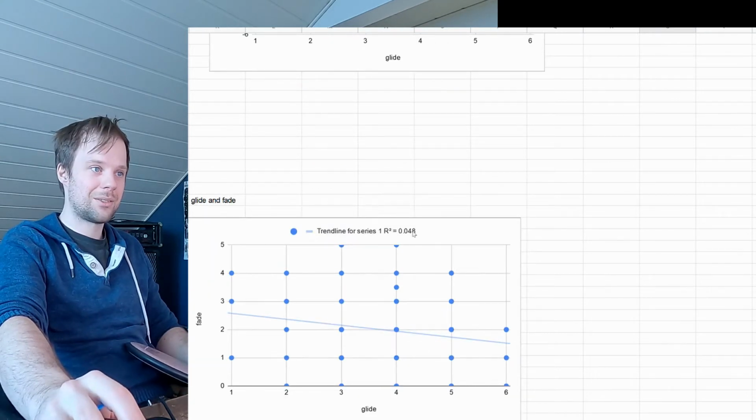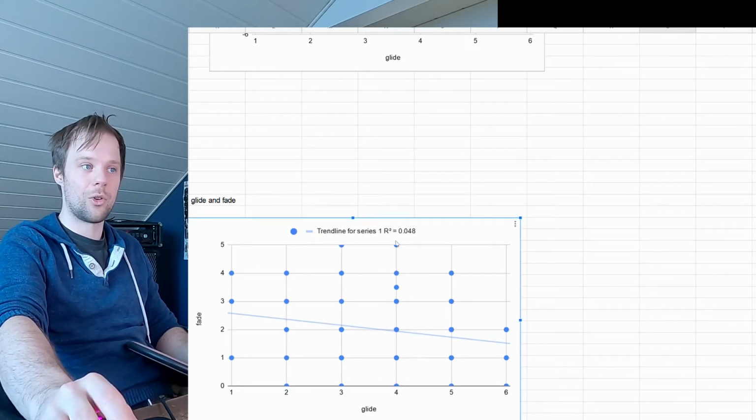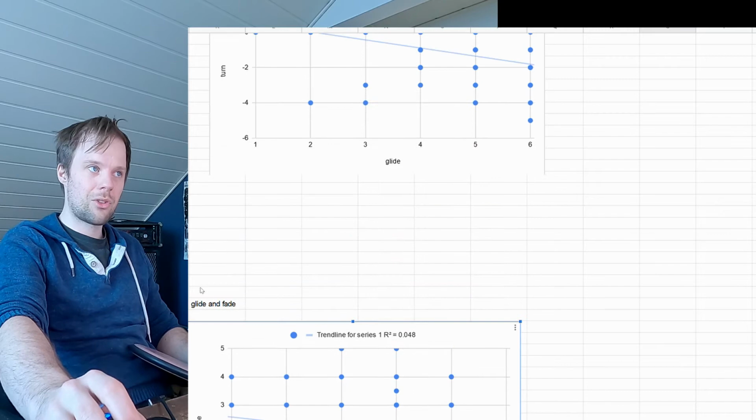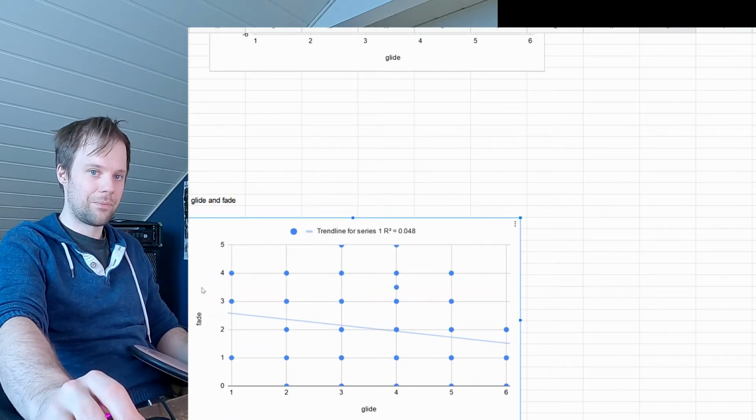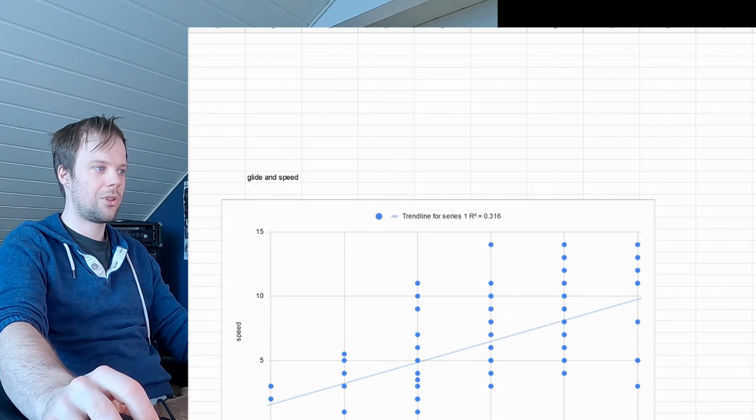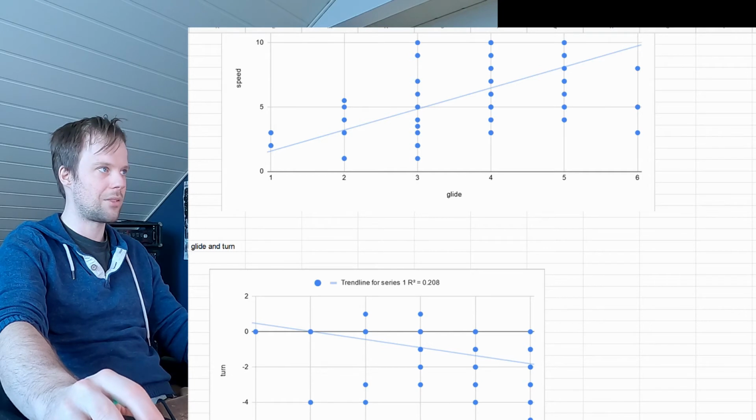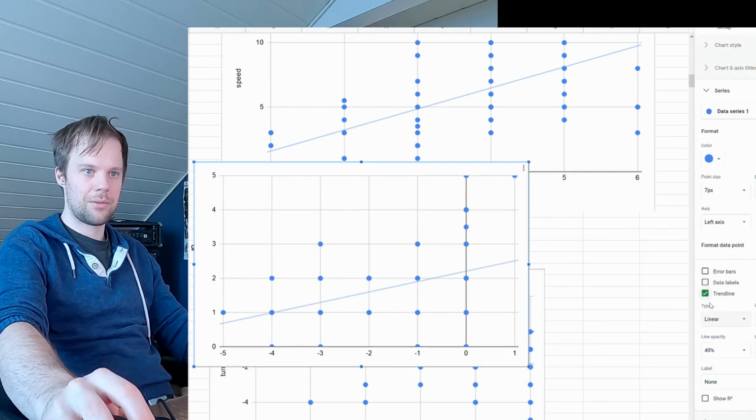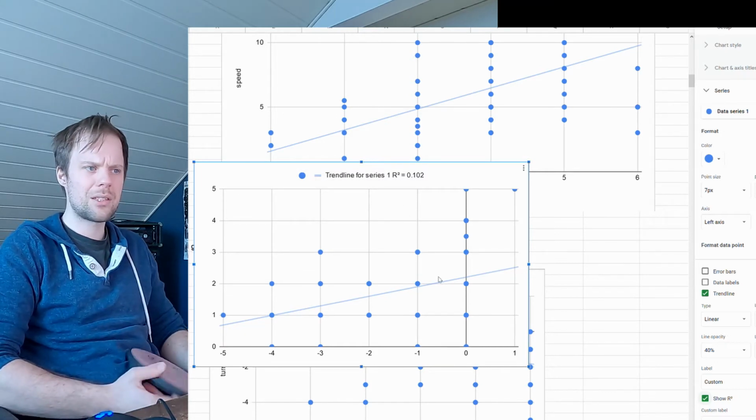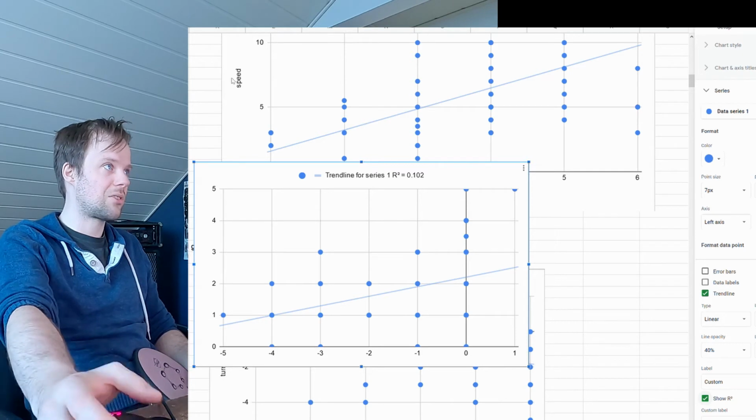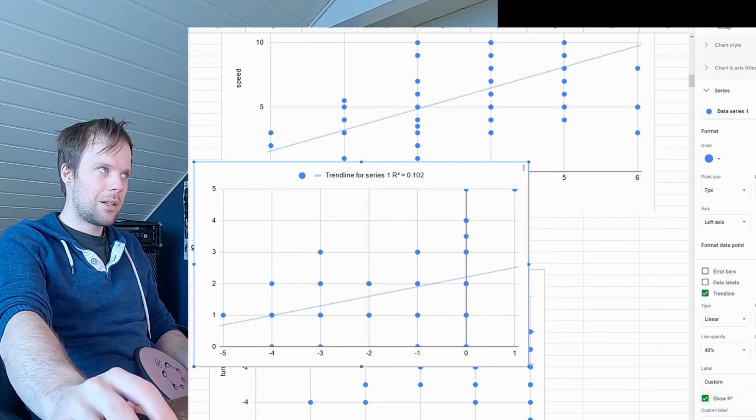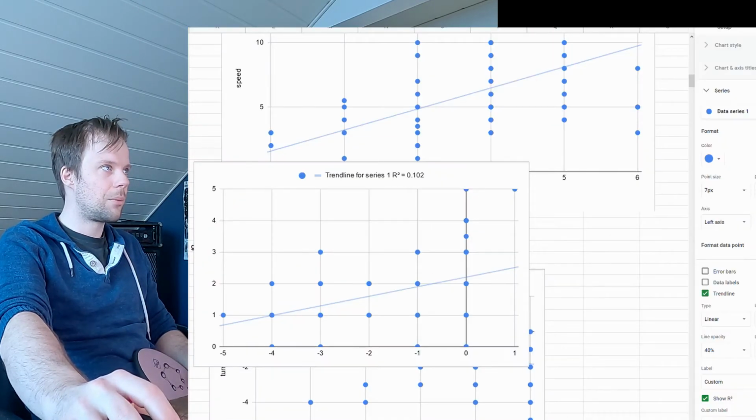With fade, really no correlation at all, 0.048. It's quite strange because turn and fade should correlate. Actually, we can see that over here, because usually a disk that has a lot of turn doesn't have too much fade. Yeah, this is kind of all over the place. So the correlation between turn and fade is quite weak with Innova. That is interesting. It seems like they are making these numbers up from their head.